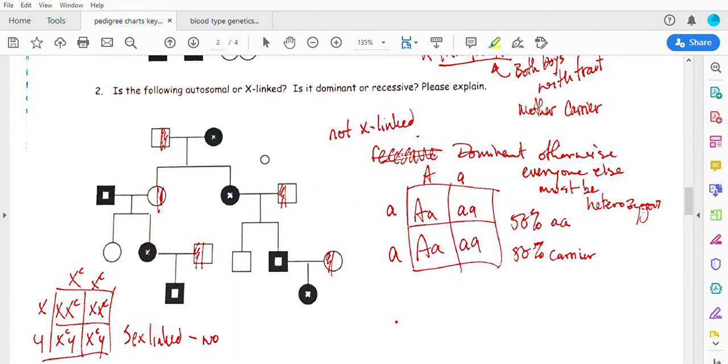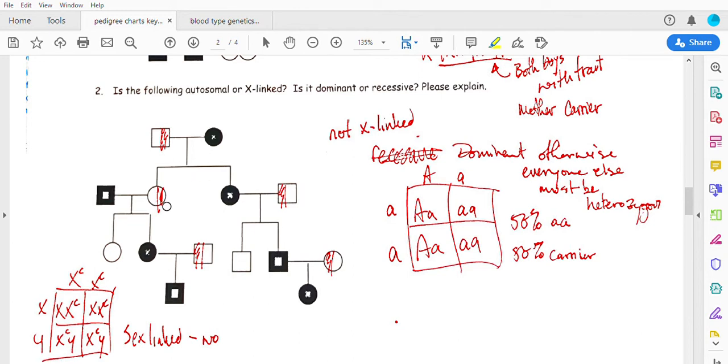Here is the question: is the following autosomal or sex-linked, dominant or recessive? I actually went through and did some things. Here we have the woman. If it was a sex-linked trait and she has the trait, then I was thinking it was recessive to begin with, so she would have to have both copies of the trait. The girls would all be carriers of the trait, and all boys would have the trait.